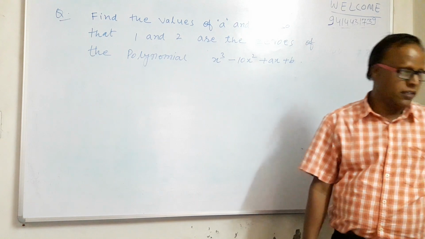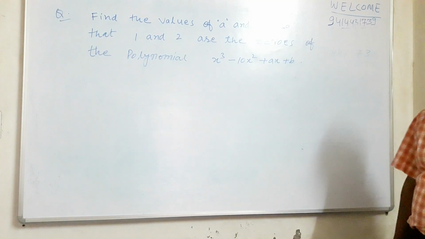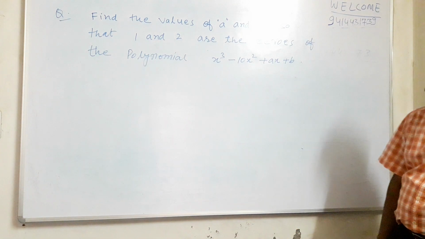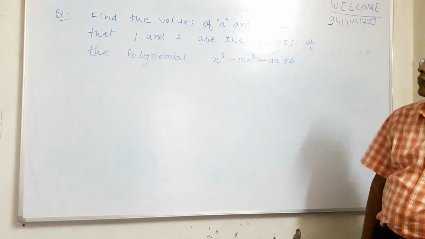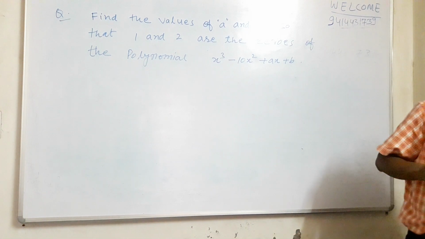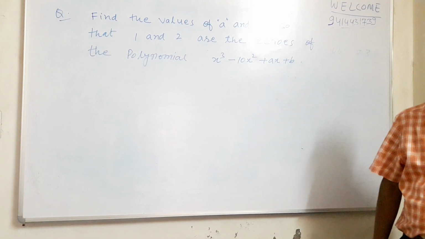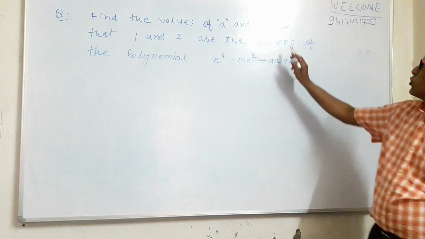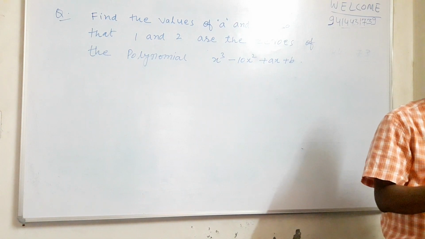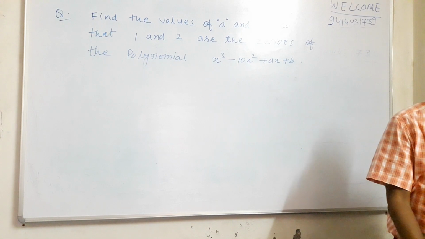Question is: find the value of, note down. Please note down the question. Find the values of A and B so that 1 and 2 are the zeros of the polynomial.